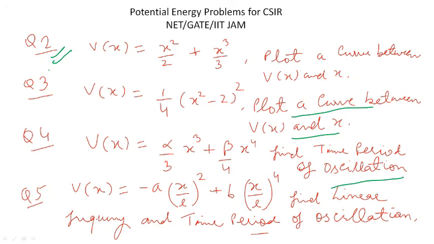And the fifth problem is Vx equal to minus a times x upon L whole square plus b times x upon L to the power 4. Now here you have to find the linear frequency and time period. Okay, for linear frequency you have to use the formula omega is equal to 2 pi f. Then you will find f is equal to omega upon 2 pi. You know how you can find omega from my earlier videos. Okay, thank you.